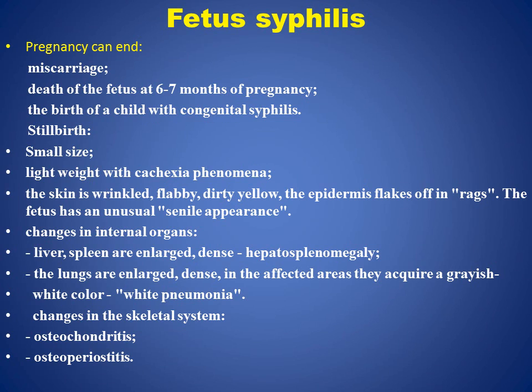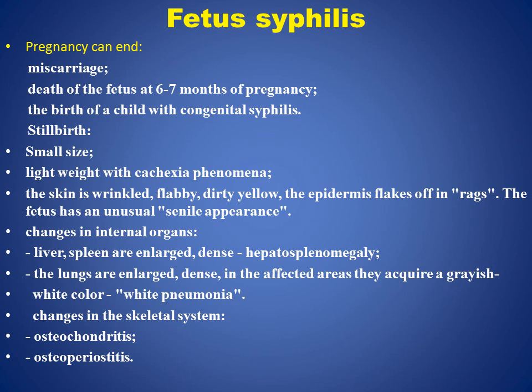Fetal syphilis. Pregnancy can end in miscarriage, death of the fetus at 6 to 7 months of pregnancy, or the birth of a child with congenital syphilis. Stillbirth: small size, lightweight with cachexia phenomena. The skin is wrinkled, flabby, dirty yellow, the epidermis flakes off and is wrecked.